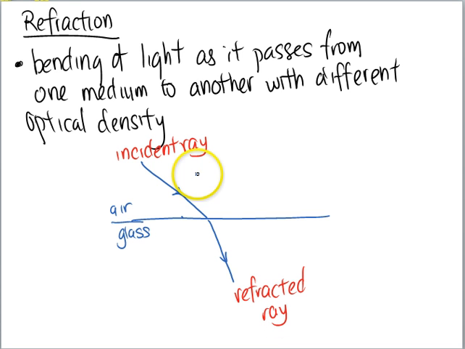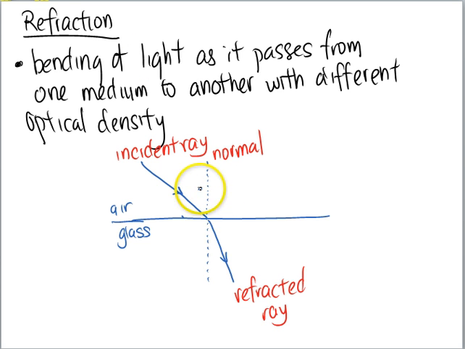The next thing you need to have is definitely the 90-degree line. It's an imaginary line. What do you call this? This is the normal. Let's label it. So this is the normal.